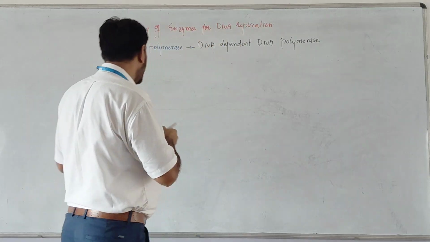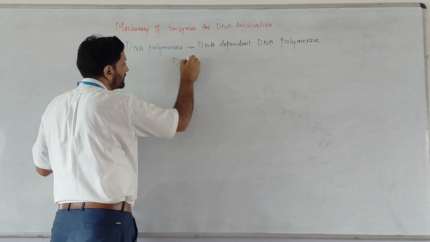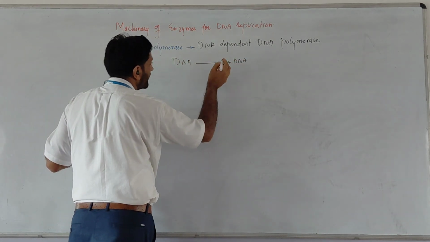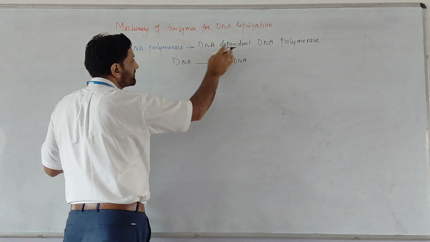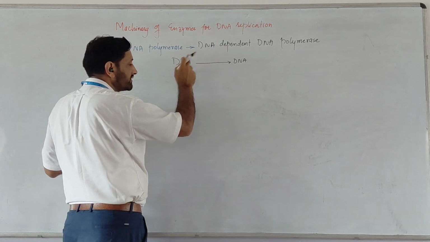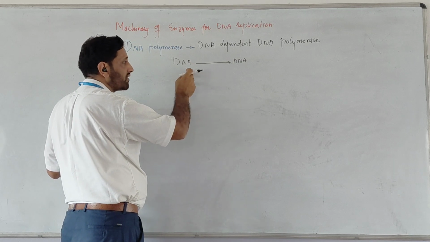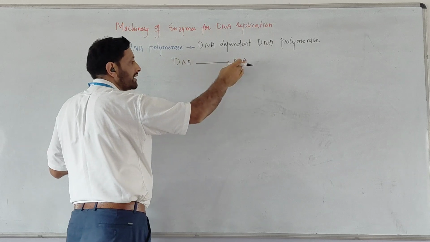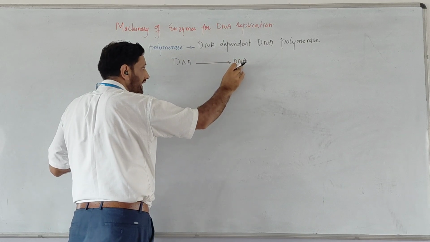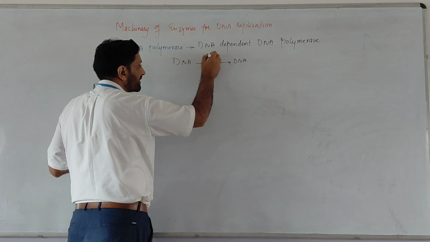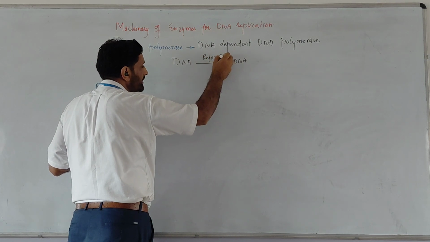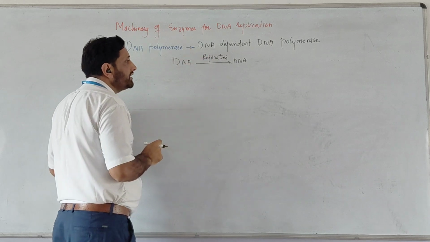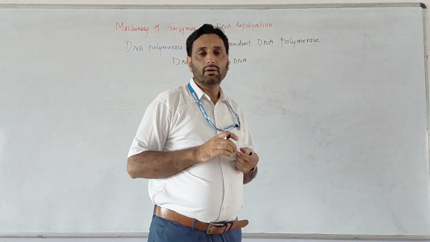As we know, the DNA molecule replicates to form another DNA molecule, and this replication is done by this DNA dependent DNA polymerase. So what does DNA dependent DNA polymerase mean? It is DNA dependent and also synthesizes DNA. This is called replication. Replication is self-synthesis, and the main enzyme for it is DNA dependent DNA polymerase.